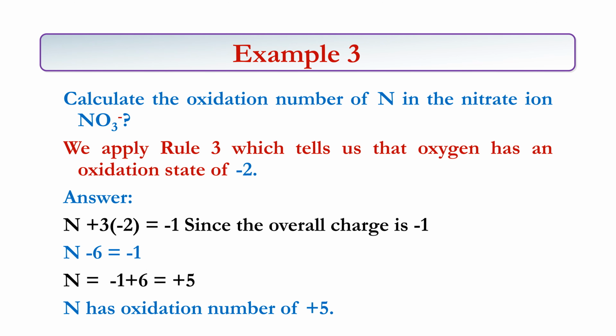Let's have a look at another example. Calculate the oxidation number of nitrogen in nitrate ion. We apply rule 3, which tells us that oxygen has an oxidation state of -2. So N plus 3 multiplied by -2. This -2 is the oxidation number for oxygen, and we put 3 here because we have 3 atoms of oxygen, is equal to -1, since the overall charge is -1. So N minus 6 is equal to -1. Therefore, N is equal to +5. So N has an oxidation number of +5 in this compound.